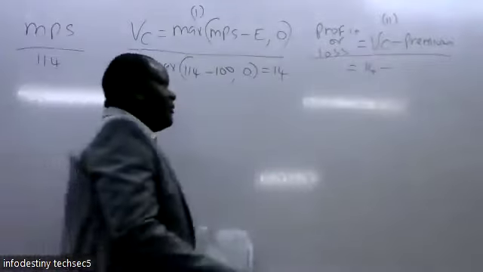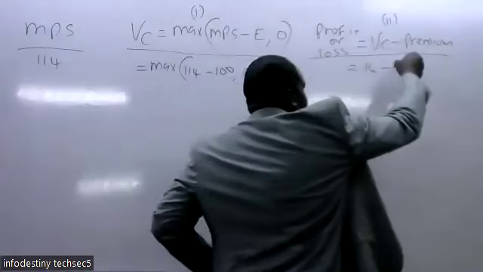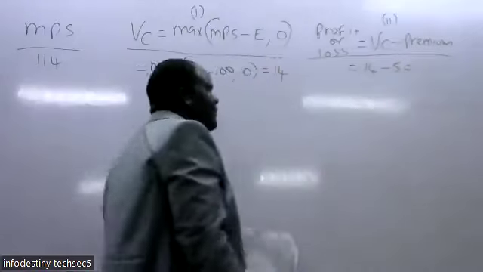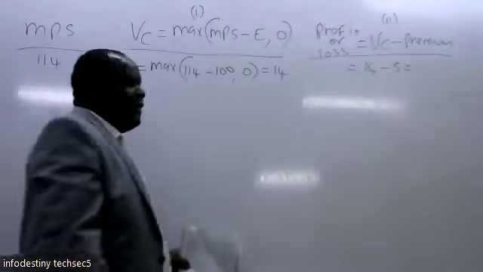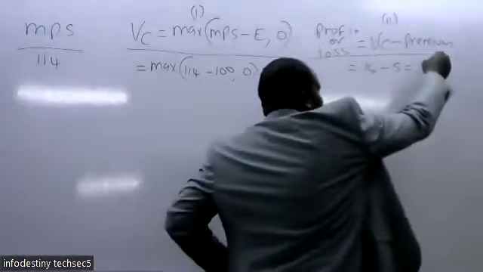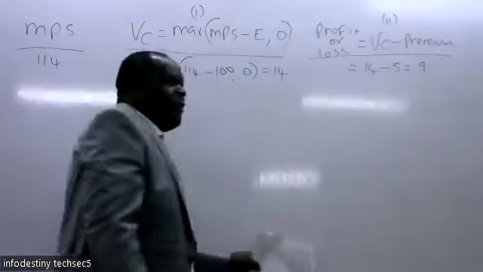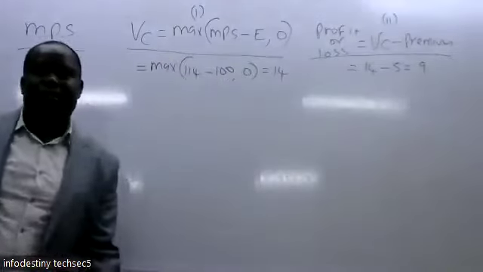Yeah, so now you subtract the premium of 5 to give you the profit. So how much is that profit? Yeah, so that's now for the first price. We now go to the second price.